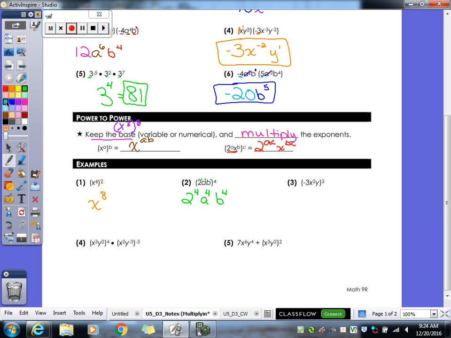So the last thing we have to do for that one is we just have to clean it up, because I can't leave it as 2 to the 4th. You can never leave a number to an exponent. You actually have to figure out what that number is. Nope, 16. So 16, a to the 4th, b to the 4th is our final answer.